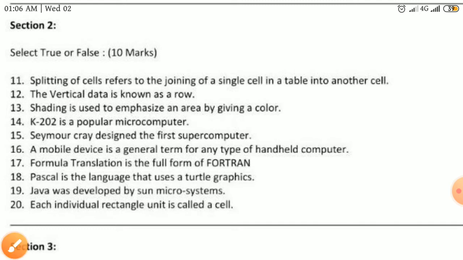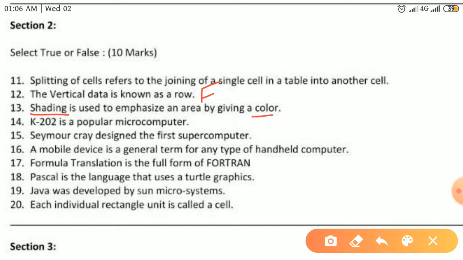For the 12th one, the vertical data is known as a row. Clearly it is false. I don't think I need to explain this again. 13th one, shading is used to emphasize an area by giving a color. Yes, shading corresponds to giving a color. So this is true. The 14th one, K202 is a popular microcomputer. This is not a correct answer, so this one is false. 15th, Seymour Cray designed the first supercomputer. Yes, it is true.